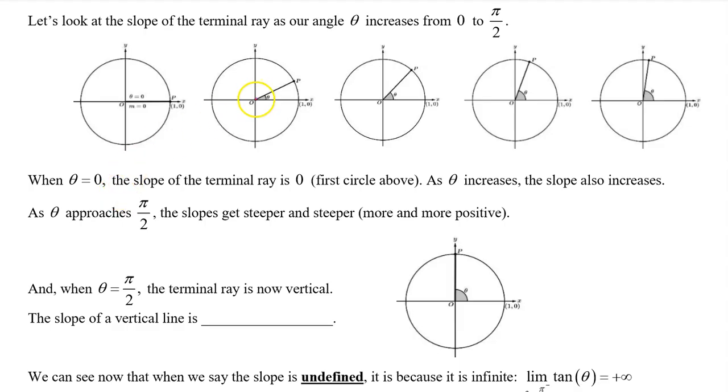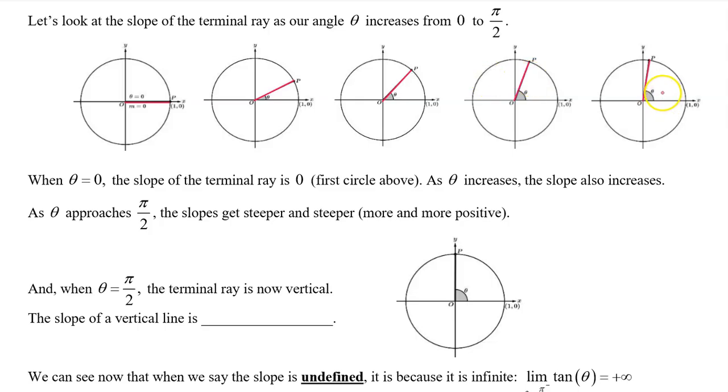Let's use our understanding that tangent is the slope of the terminal side to develop the graph of the tangent function. Let's examine what happens to the slope of the terminal side as our angle theta increases from 0 to pi over 2. When angle theta is equal to 0, the slope is also 0 because this is a horizontal line. As the angle theta increases, the slope also increases.